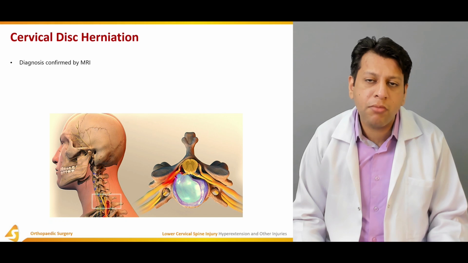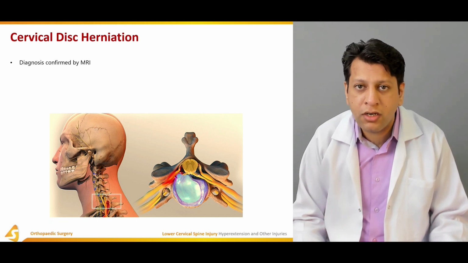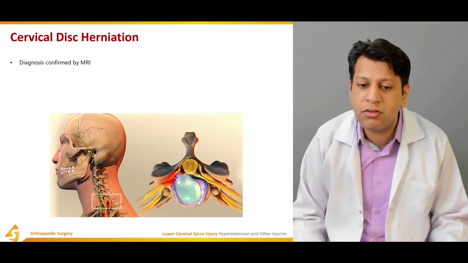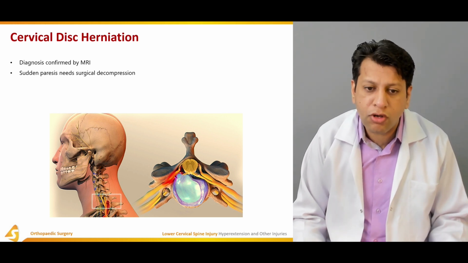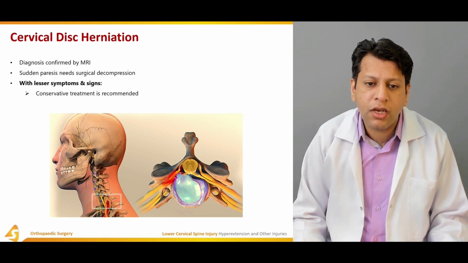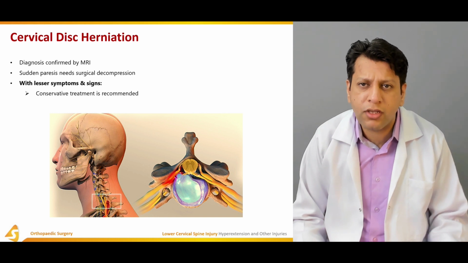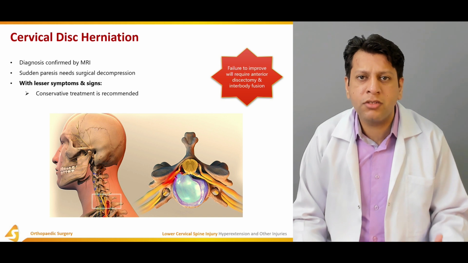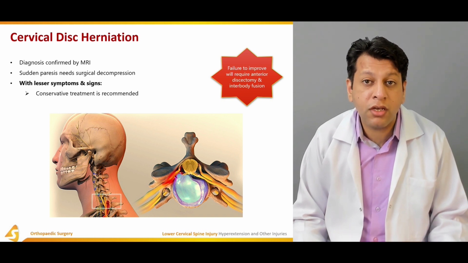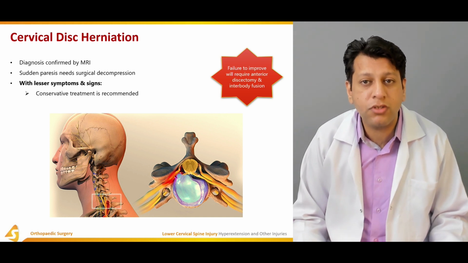But an MRI actually tells you about the involvement of the nerves which are exiting the intervertebral foramina and what the status of the nerves is as well. If there is sudden paresis, it needs surgical decompression because this may lead to canal compromise. With lesser symptoms and signs, usually conservative treatment with neuromodulators, analgesics, and physiotherapy can be given, as there may be associated radiculopathy or myelopathy. Once myelopathy starts, you may need to do some kind of surgical stabilization.